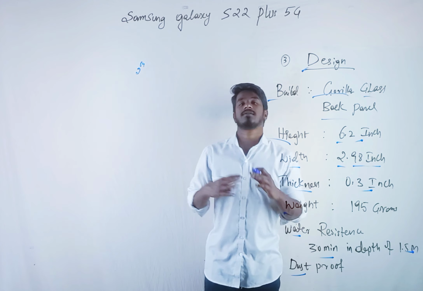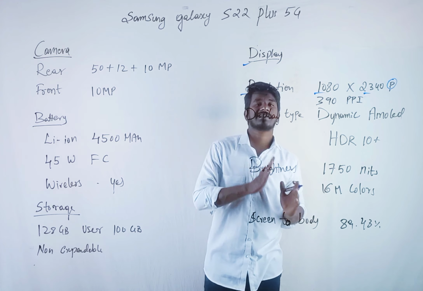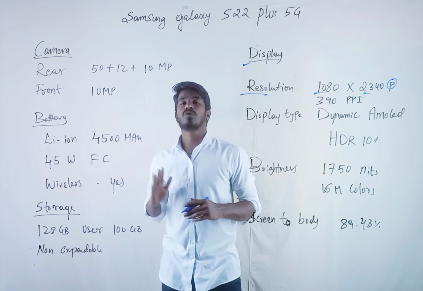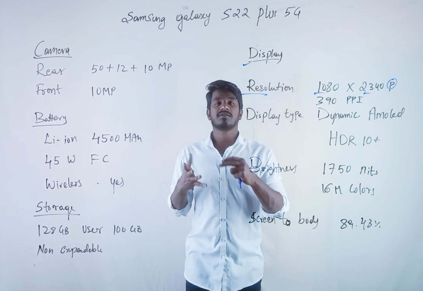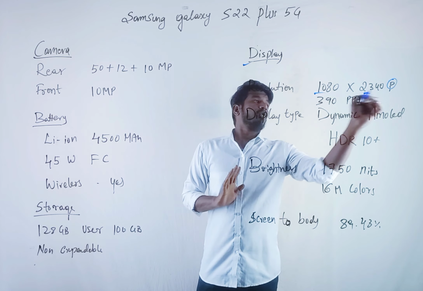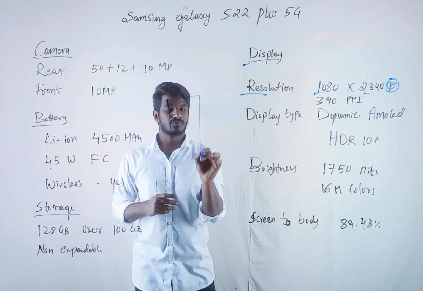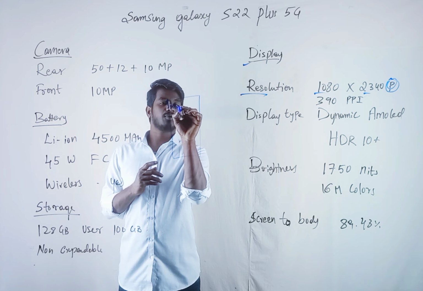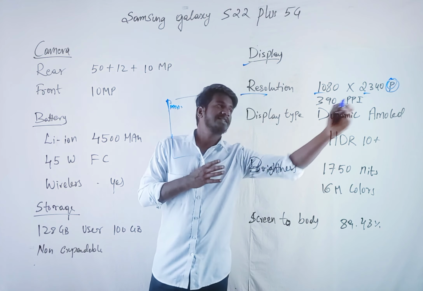Fine. The next point is about display. The resolution of this mobile is 1080 by 2340 pixels, the best available in the market, and you can consider it one of the best, I can say. And what do you mean by pixels? Pixel means, let's say this is your smartphone display, and in your display there will be small boxes, small boxes, that are called pixels.